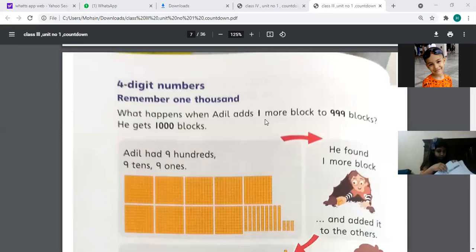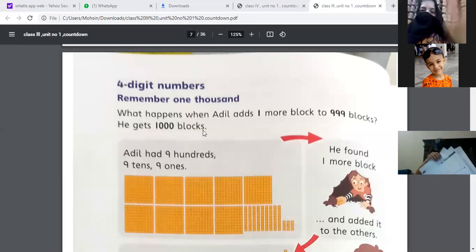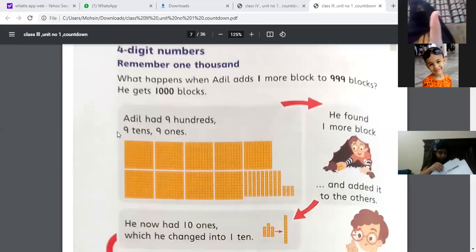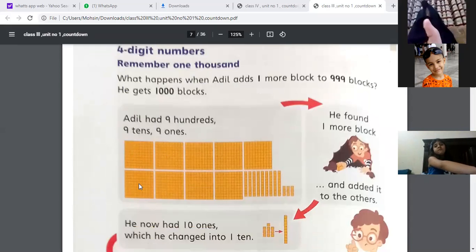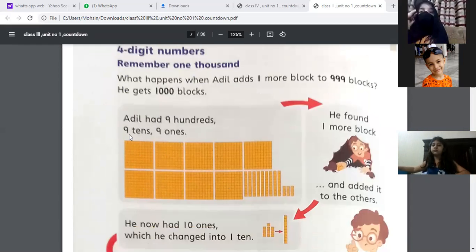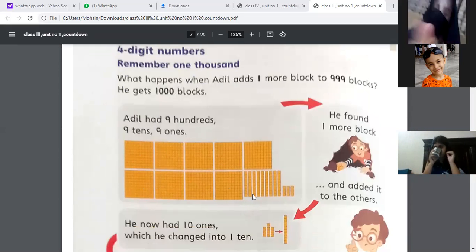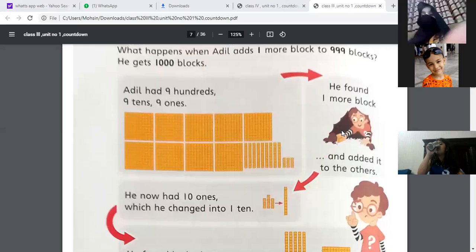What happens when Adil adds one more block to 999 blocks? He gets 1000 blocks. How? Now you can see on the board, Adil had 9 hundreds, 9 tens, and 9 ones. These are hundreds: 1, 2, 3, 4, 5, 6, 7, 8, and 9. These are 900s, and how many tens are there? Also 9. So these lines mean we have 9 tens and 9 ones. You can see these separate blocks are 9. So how many ones we have? 9. Now what is Adil doing here?